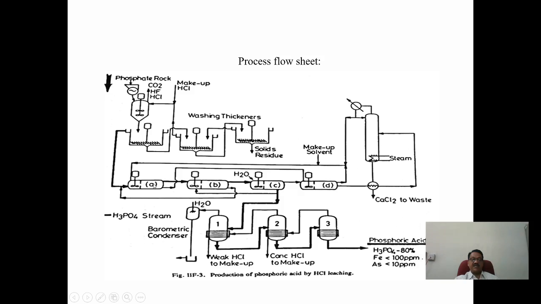In the first mixer settler, the calcium ions are separated, and then it goes to the second mixer settler where calcium ions are separated, and then it goes to the third mixer settler where phosphoric acid is separated by extraction from hydrochloric acid by extracting with water. Water is used as an extractant there.